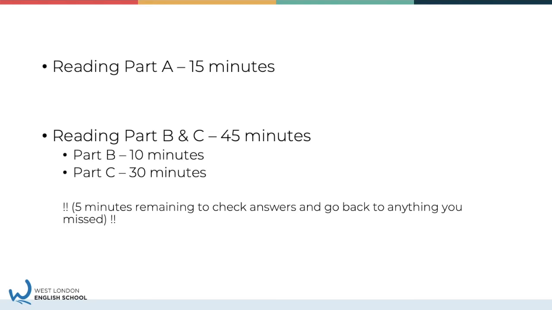We want you to spend, ideally, on part B about 10 minutes. That means, because the whole paper is 45 minutes, that you have about 30-35 minutes to spend on reading part C. Now, part C, you get two reading extracts. They both have 8 multiple choice questions in each.